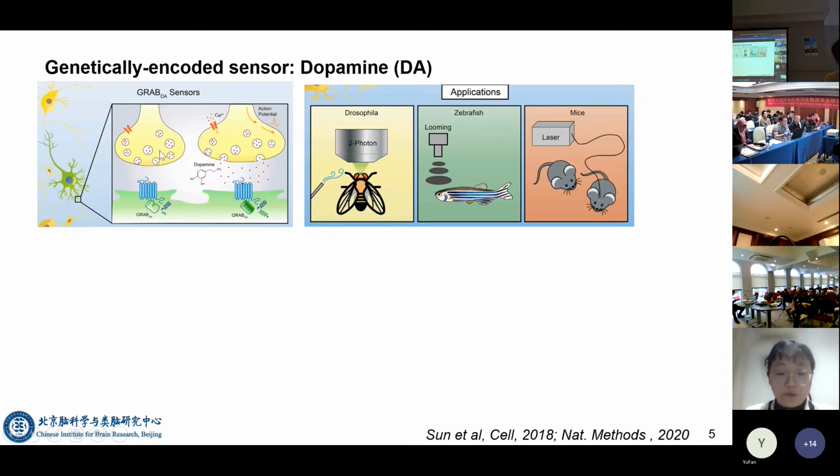So Dr. Li's lab reported the development of this GPCR-based dopamine sensor. They used the same strategy and found that this GPCR was engineered by coupling a conformationally sensitive circularly permuted EGFP to a selected human dopamine receptor. After that, they also tested this application in fly, zebrafish, and mice.